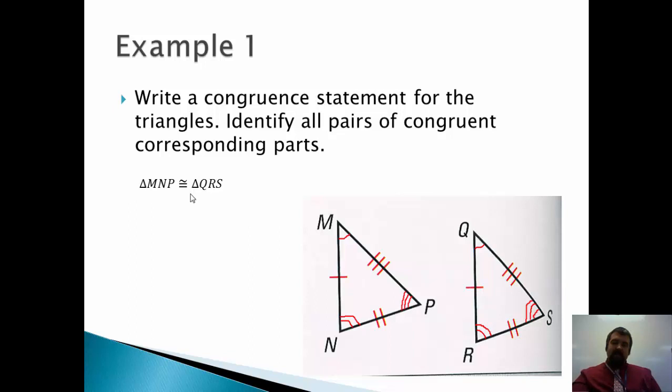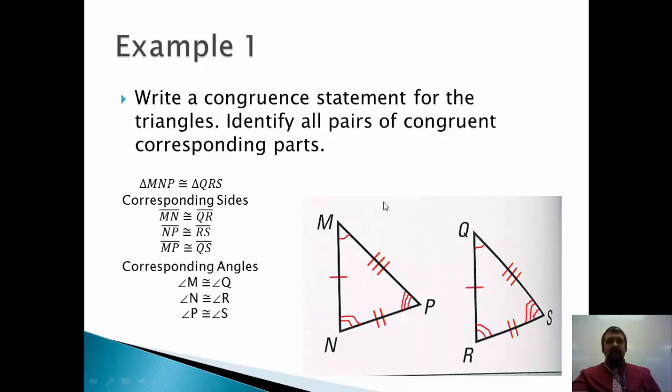The next part I believe I did was sides. I then said, well, segment MN and segment QR have to be congruent. Segment NP and segment RS and segment MP and segment SQ all have to be congruent to each other, as such. And then the last thing, I would say angle M is congruent to angle Q, angle N is congruent to angle R, and angle P is congruent to angle S. And there's example 1. Hopefully you did it correctly. If you didn't, you might want to restudy the section or ask me questions.